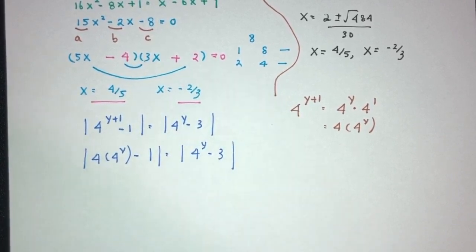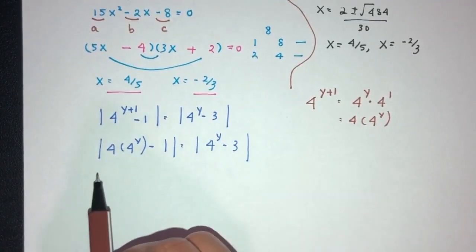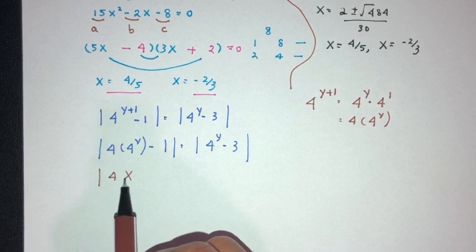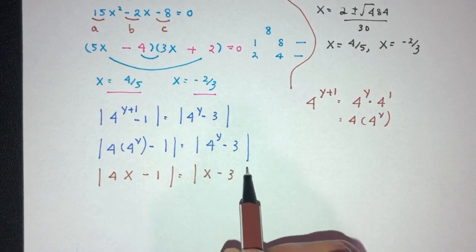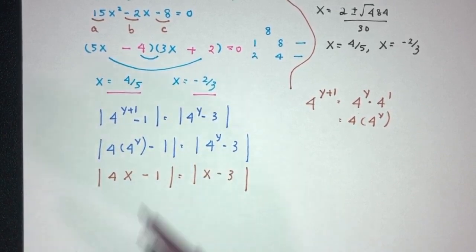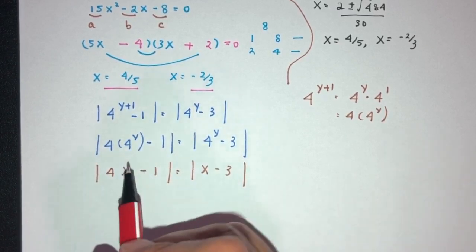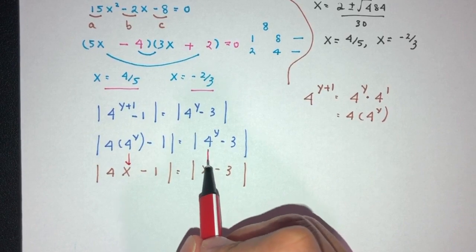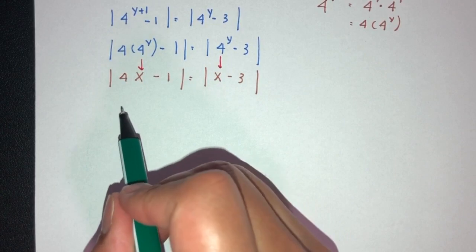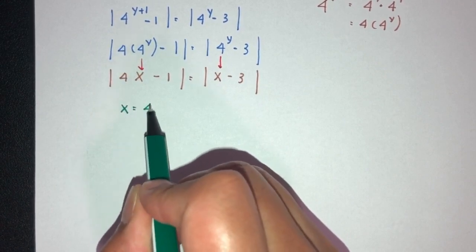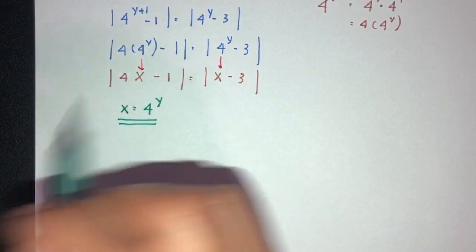Now, since the question says hence, we have to find a way to relate those two. The equation of part 1 was modulus of 4x minus 1 is equal to x minus 3. Now, can you see a relationship between those two? The answer is yes. I can see that these have to match, right? So therefore, I can safely say, by observation, x has to be the value of 4^y. Now using this, we can solve for the value of y.